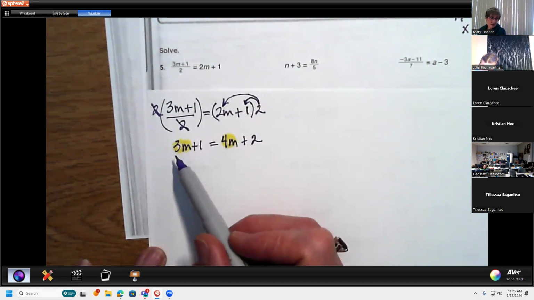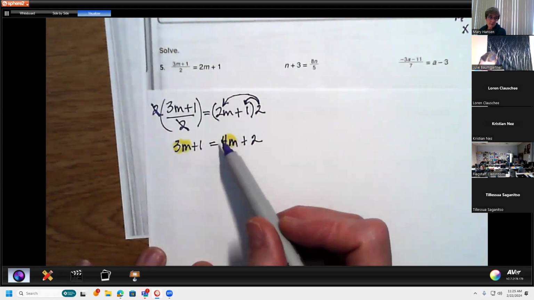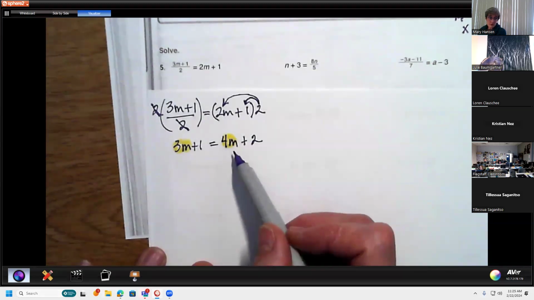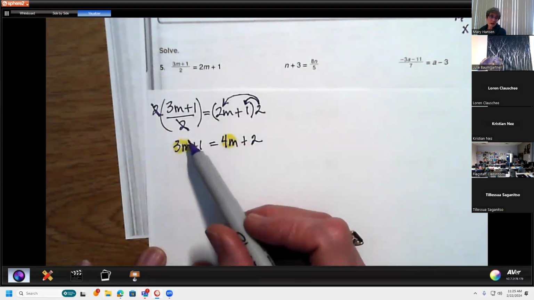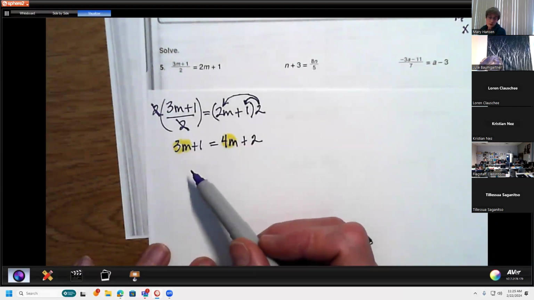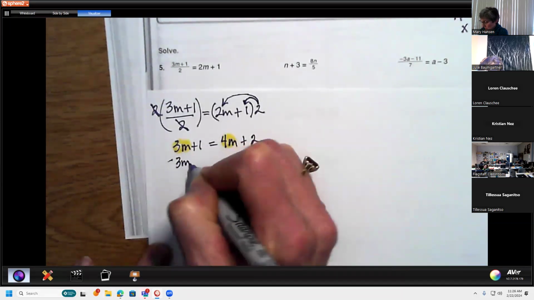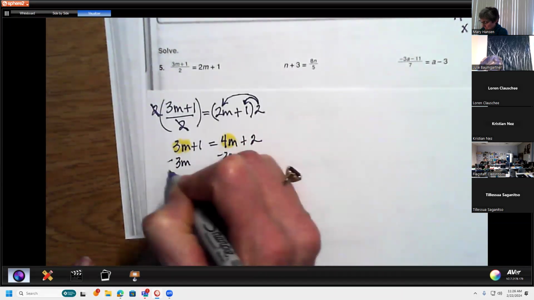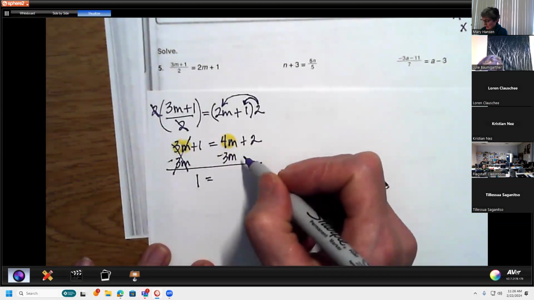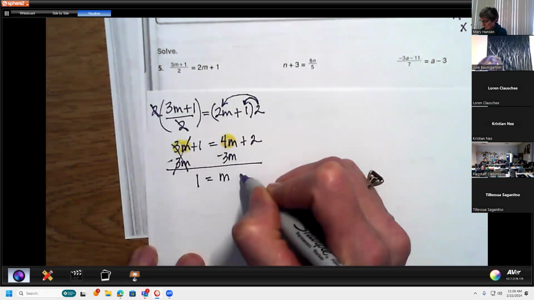I can subtract 3m from both sides, and if I do that, I'm going to get a positive m on this side. Or I can subtract 4m from both sides, but I'm going to end up with negative m's on that side. And most people don't like that or tend to make more mistakes. So I'm going to subtract 3m from both sides. That cancels out, making 0. 4m minus 3m is m, or 1m.